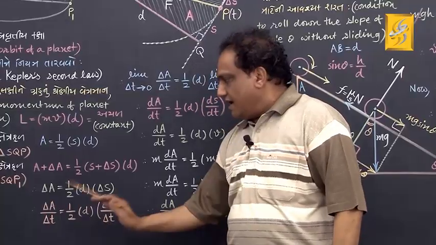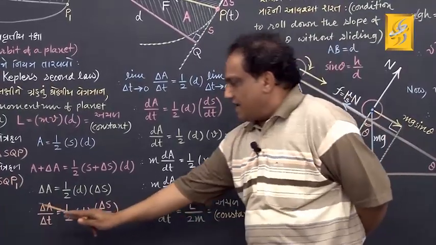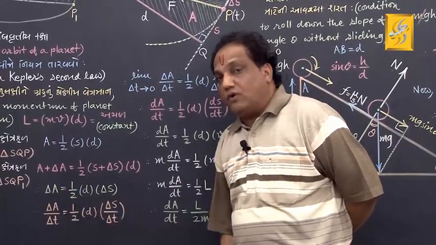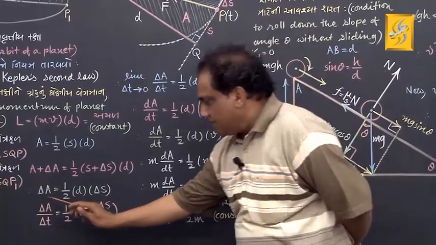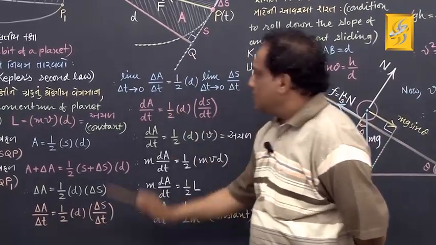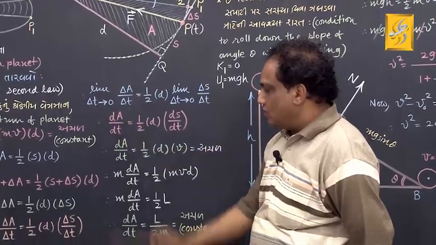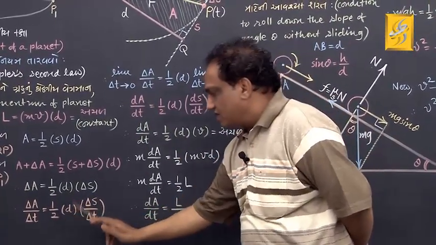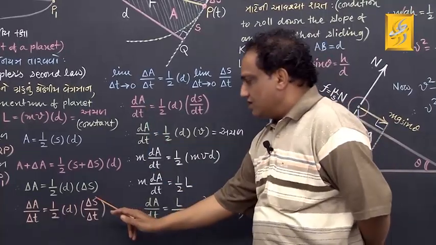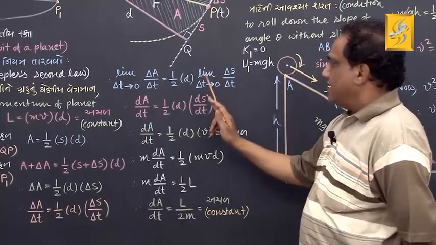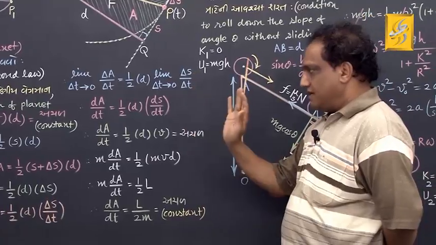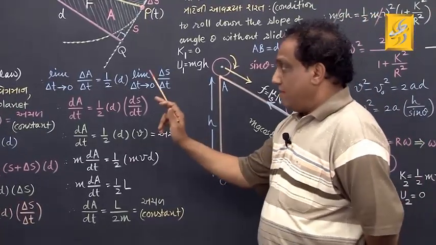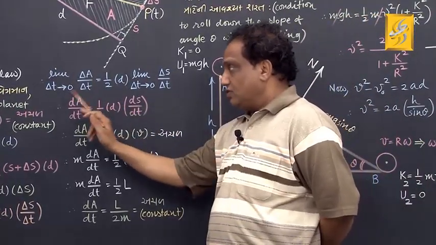And now I am taking the limit delta t tends to 0 on both the sides. So here it is limit delta t tends to 0 of delta A by delta t. Here 1 by 2 d is constant, times limit delta t tends to 0 of delta s by delta t. I must take the limit delta t tends to 0.